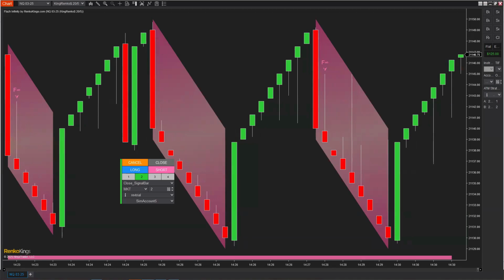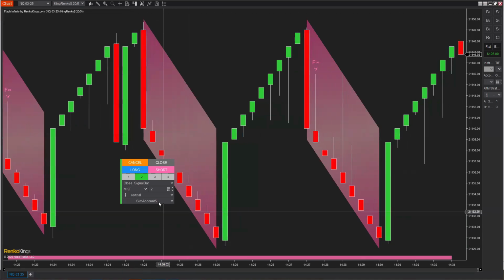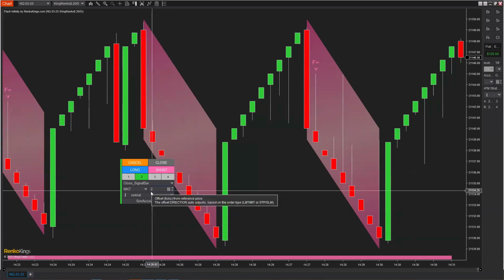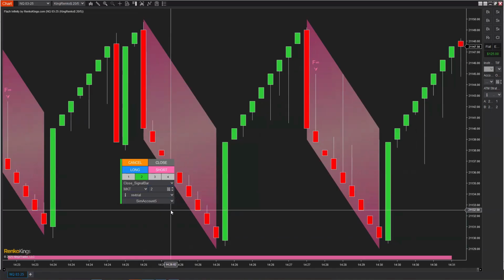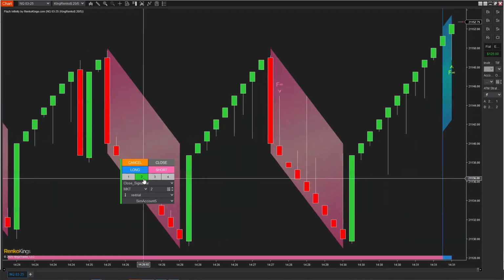What is the two? This means two contracts. Like this. This means two contracts. It's also showing here two contracts.